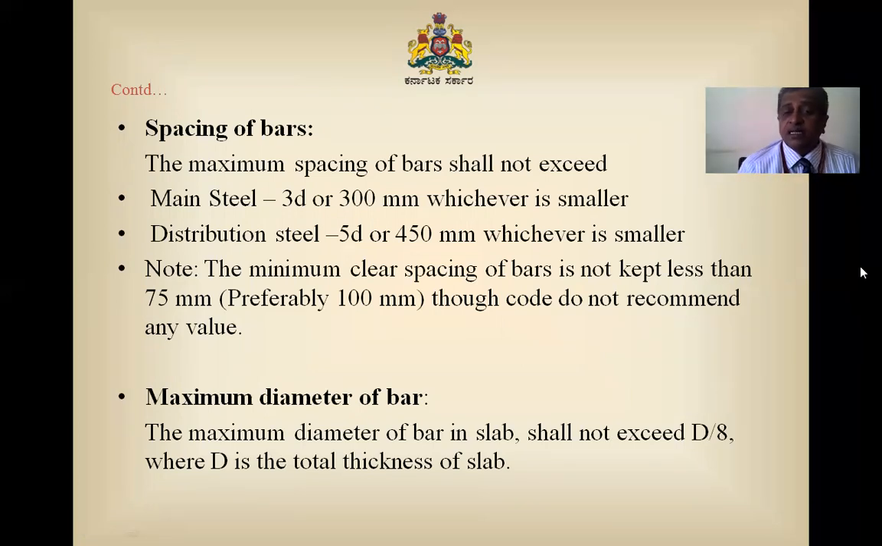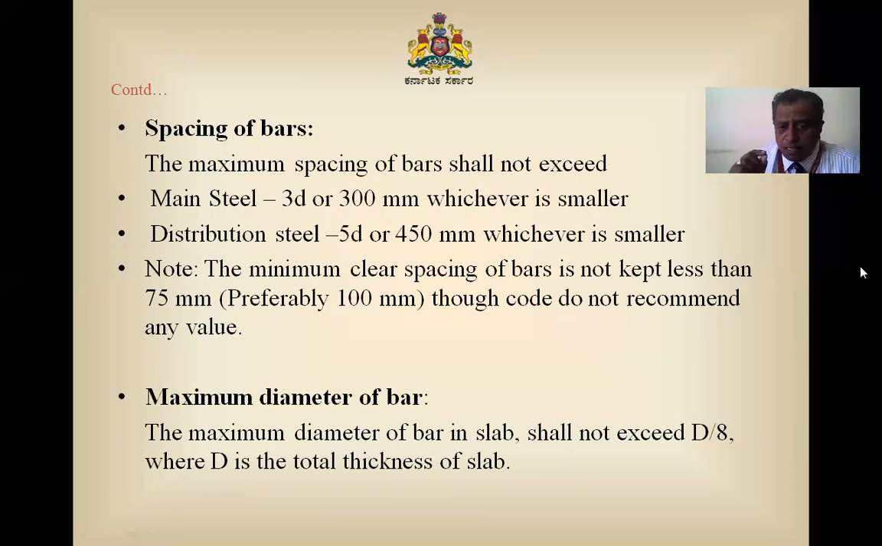3 times the effective depth or 300 mm, whichever is smaller, for main steel. And 5 times the effective depth or 450 mm, whichever is less, for distribution steel. Main steel means the direction in which the slab is considered for design, where the span of the slab is considered for design. Okay, this is the maximum spacing.